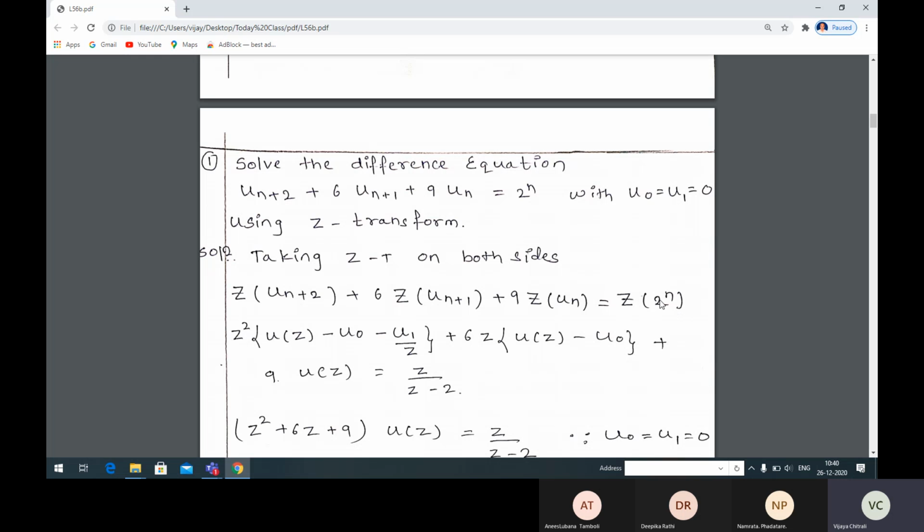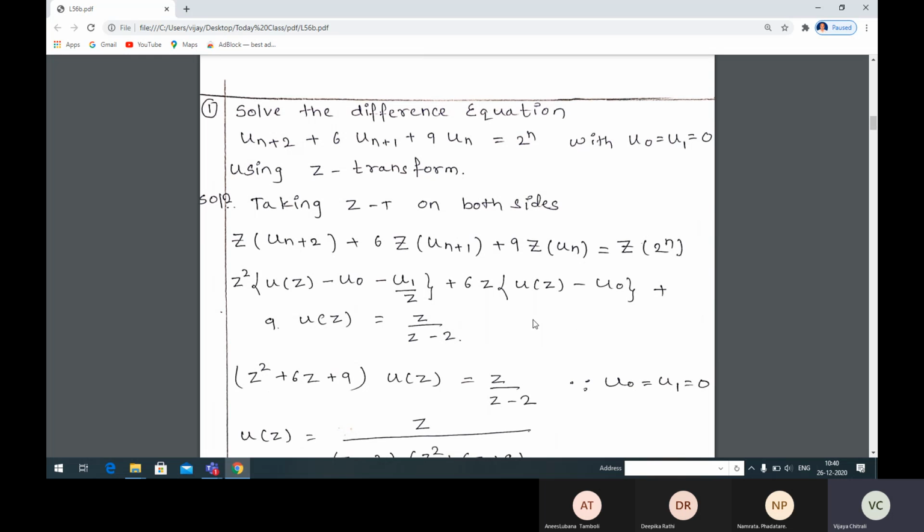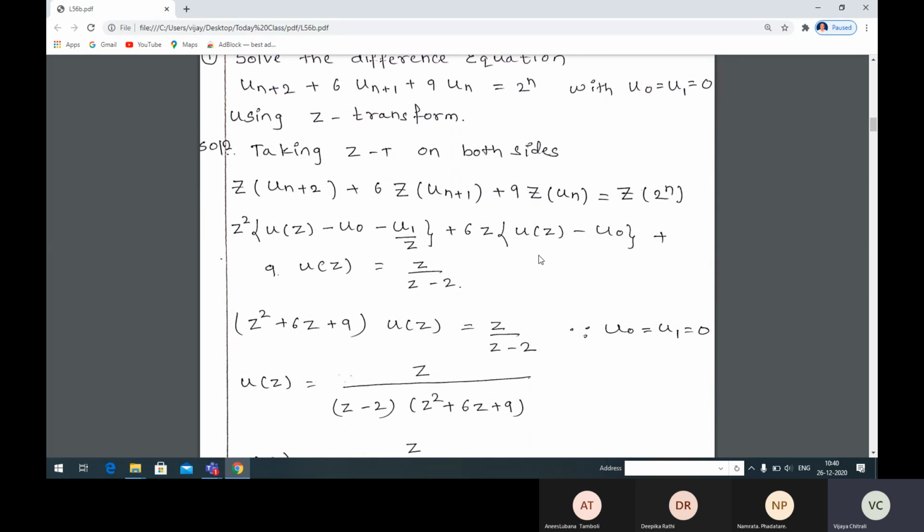Z transform of 2 raised to n is like Z transform of a raised to n, and Z transform of a raised to n is z divided by z minus a. So in place of a, we have 2. Now the conditions are given: u naught and u1 both equal to 0. Now apply the conditions: u naught 0, u1 0, and here u naught 0.